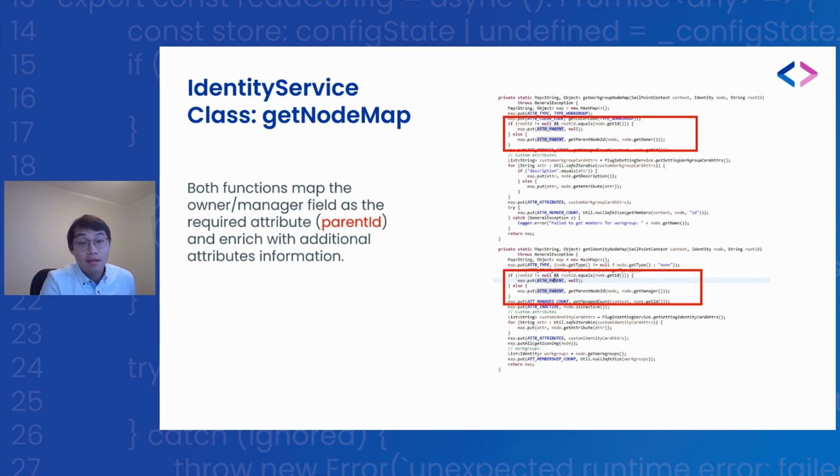The getWorkgroupNodeMap and getIdentityNodeMap functions map the owner and the manager field as the required attribute parent ID for the front-end library. It also enriches the output with additional attributes information. And here we complete the backend implementation of the plugin.